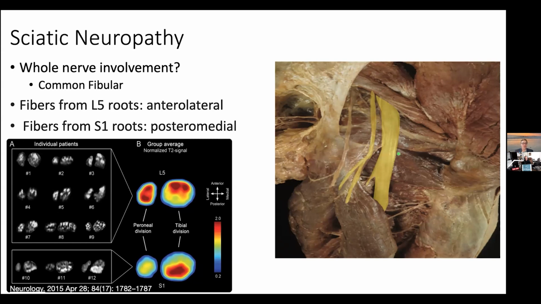So that could be entrapped at the piriformis. It could be damaged by a hip dislocation. It could be damaged by an intramuscular injection. Generally speaking, if the damage is from an injection, motor fibers are more likely to be compromised, and those motor fibers of the common fibular nerve are more susceptible than those of the tibial division, just due to their more lateral position in the nerve.